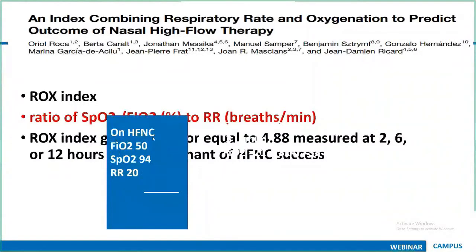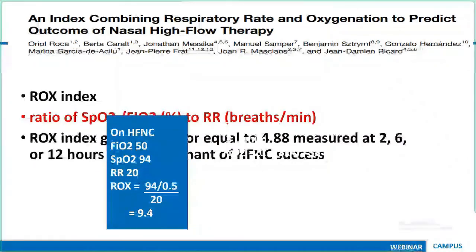Now, I've already told this patient I put on HFNC. Now the patient is on FiO2 of 50, SpO2 is 94%, respiratory rate is 20. So how will you calculate the ROX index? ROX index is SpO2 divided by FiO2. So 94 divided by FiO2 of 0.5, divided by respiratory rate 20. So 9.4. Now the ROX index is 9.4.